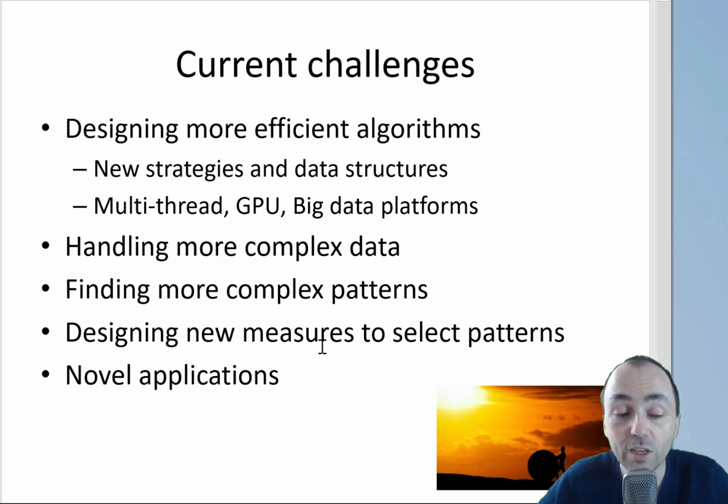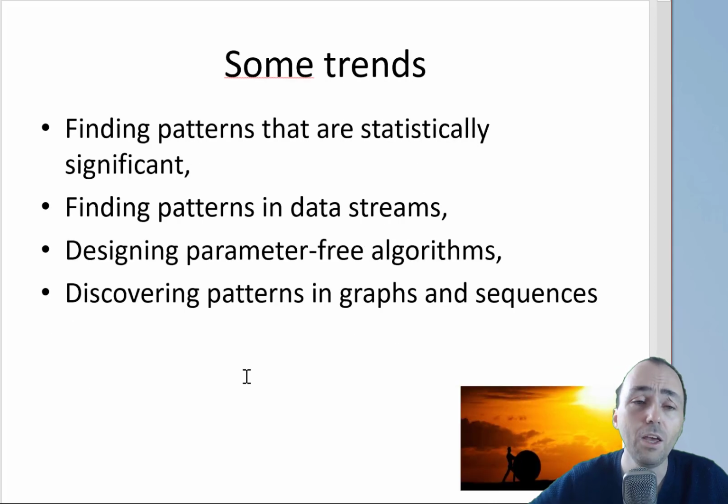And also, we can look at new measures to select the patterns, not just the money or the support and so on. We could find other types of patterns and also design some new applications. Some trends that I observe in recent years are to find patterns that are statistically significant using a statistical test. So this is a hot topic, okay? Also, finding patterns in data streams, in graphs, or in sequences. These are some popular topics these days.